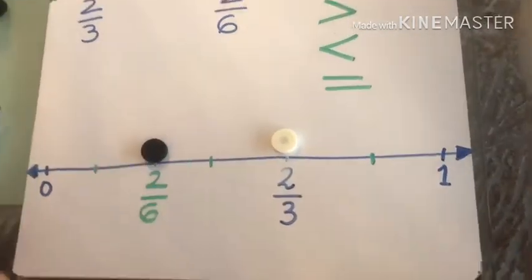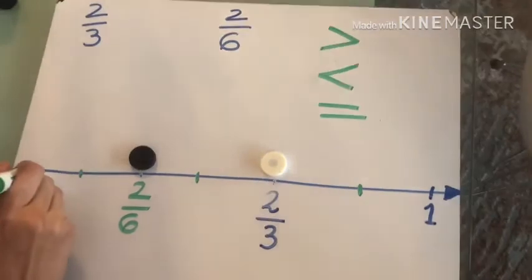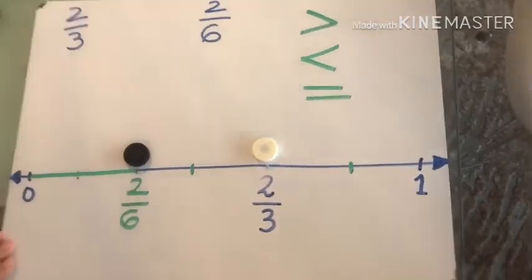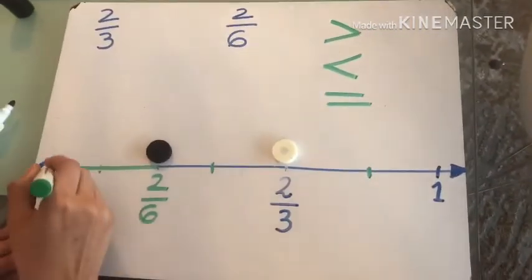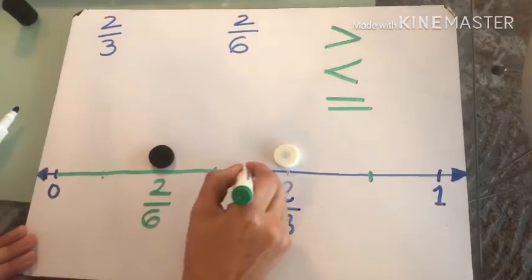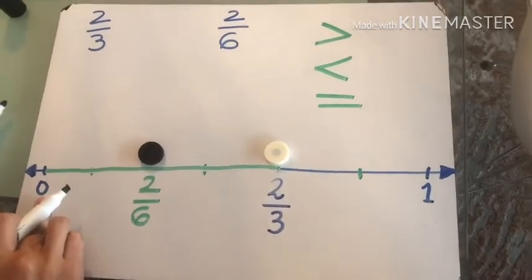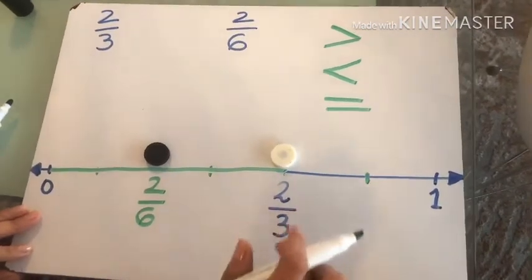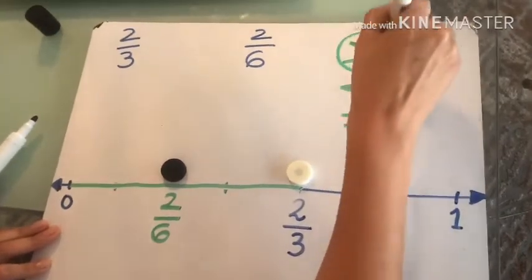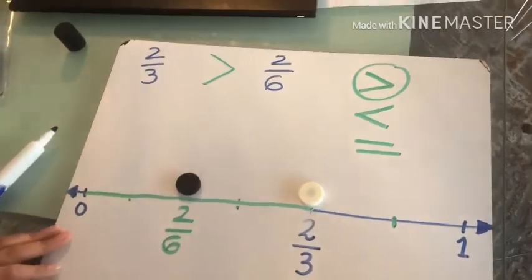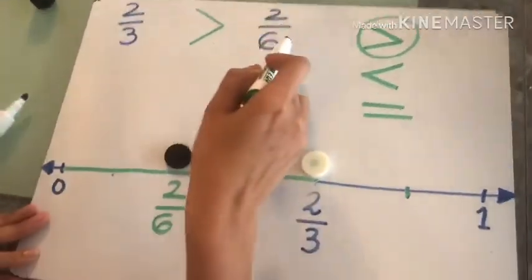Okay? So now I'm going to draw the line to see which one is greater than the other one. If I draw my line from 0 to 2/6, it only gets up to here, right? But if I draw my line from 0 to 2/3, ooh, I think it gets way farther. So in this case, which one is longer from the 0? Which one is farther away from the 0? It's the 2/3. So the 2/3 is greater than 2/6. And I will choose my sign and I will put it there. 2/3 is greater than 2/6.